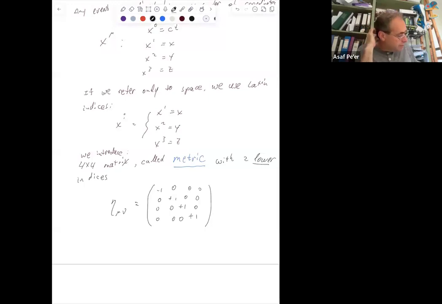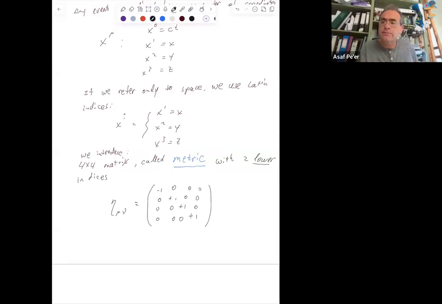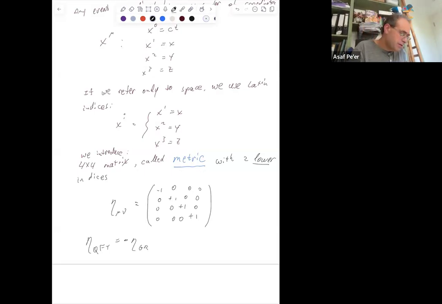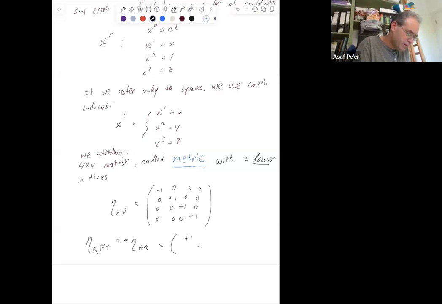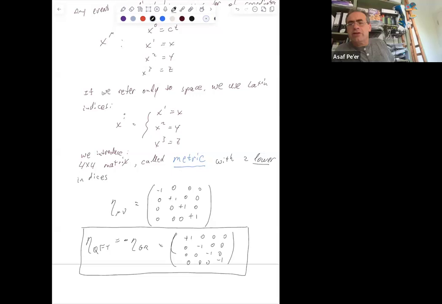For those of you who took the not quantum field theory, but the particle physics course last semester, and also for those of you who will take or are planning to take a quantum field theory course: the same matrix appears in quantum field theory and particle physics, but with reversed sign. So eta QFT is minus eta GR, or astrophysics, which is +1, -1, -1, -1, and the rest are 0. This is for your knowledge. This is a convention.